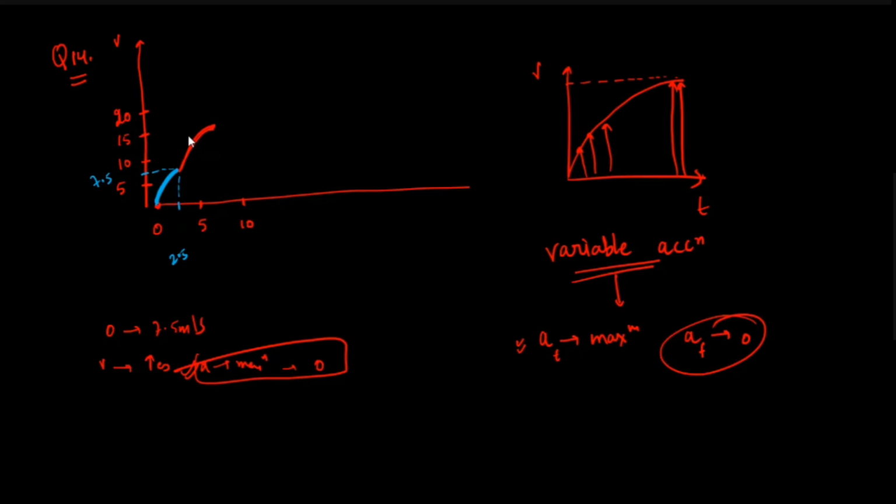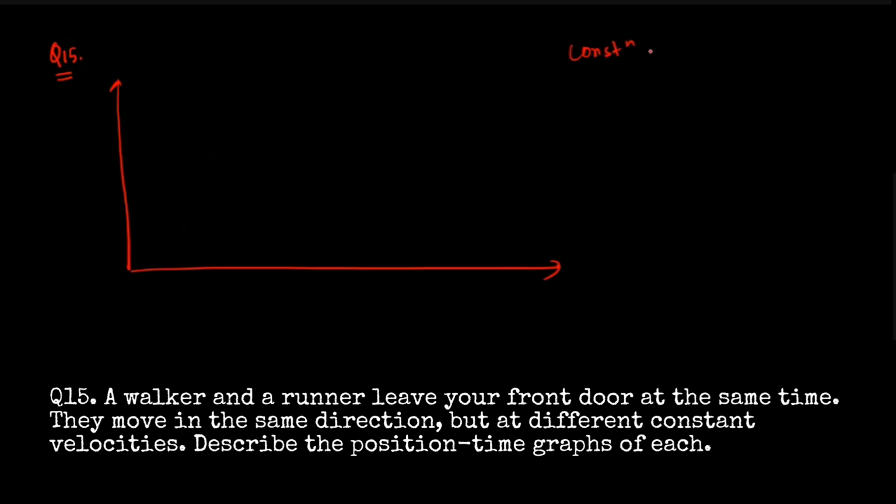So 15 says a walker and a runner leave your front door at the same time. They move in the same direction but at different constant velocities. Obviously, there's a walker and there's a runner. Describe the position time graph of each. Now, this is pretty easy. You have to just find out the position time graph. Walker has lesser speed, runner has more speed, but a constant velocity. And we know constant velocity, if we want to represent it using a displacement time graph, that is x-t graph, is supposed to be a straight line making an angle.